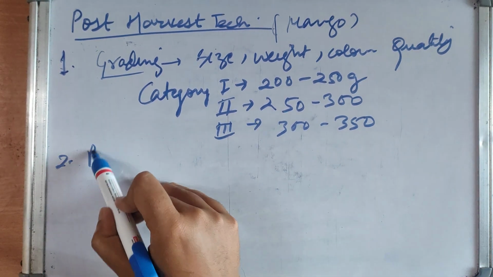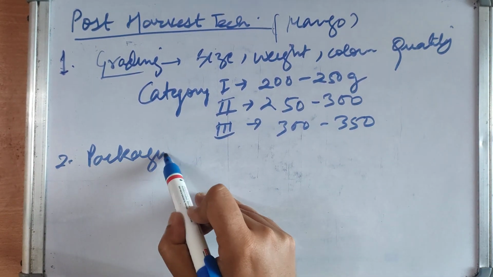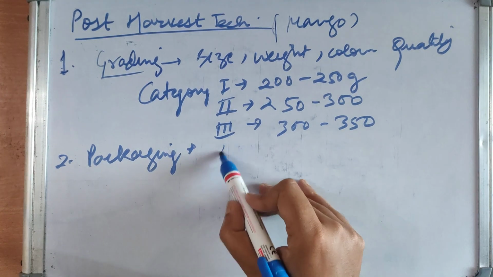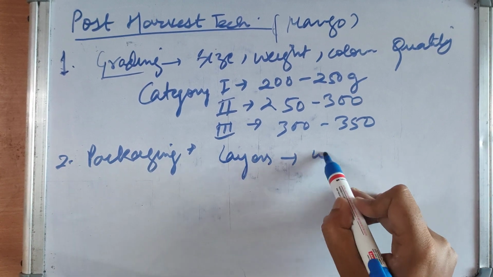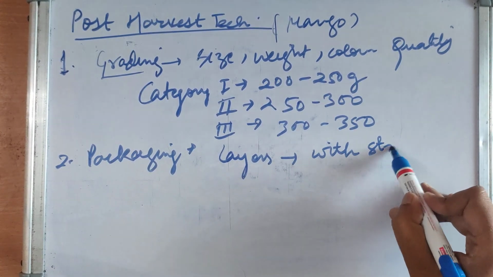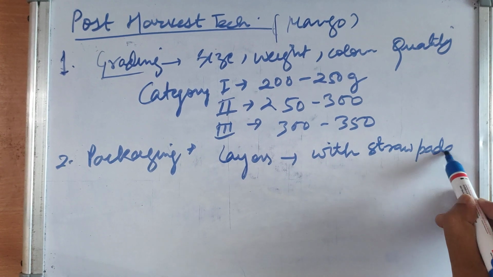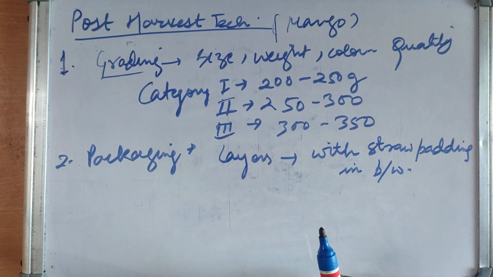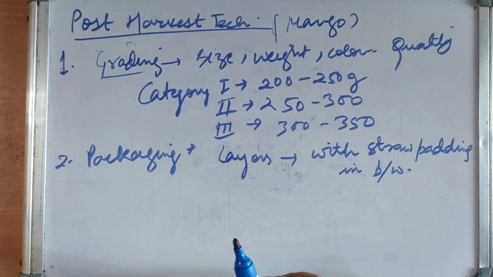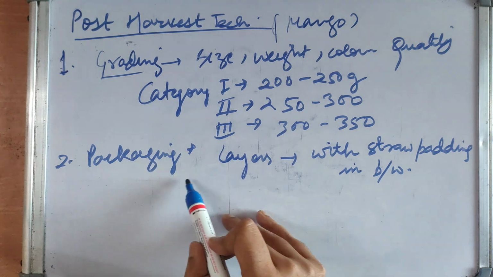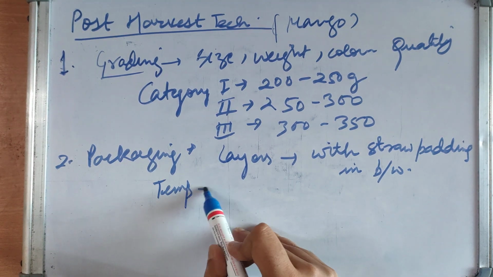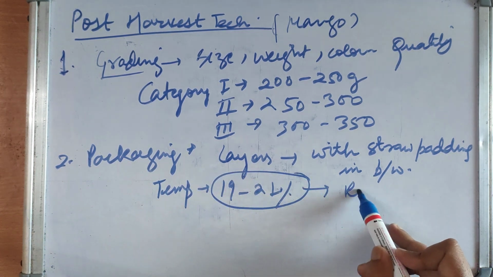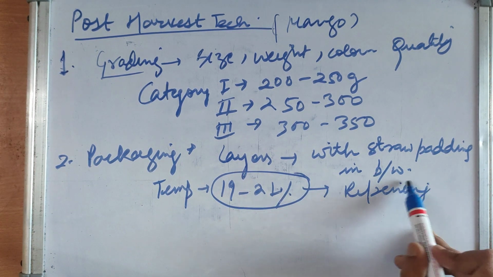Number two is very important, that is packaging. We need to package in layers with a straw padding in between. Temperature should be around 19 to 21 degrees Celsius during ripening. This will improve the quality of mangoes.